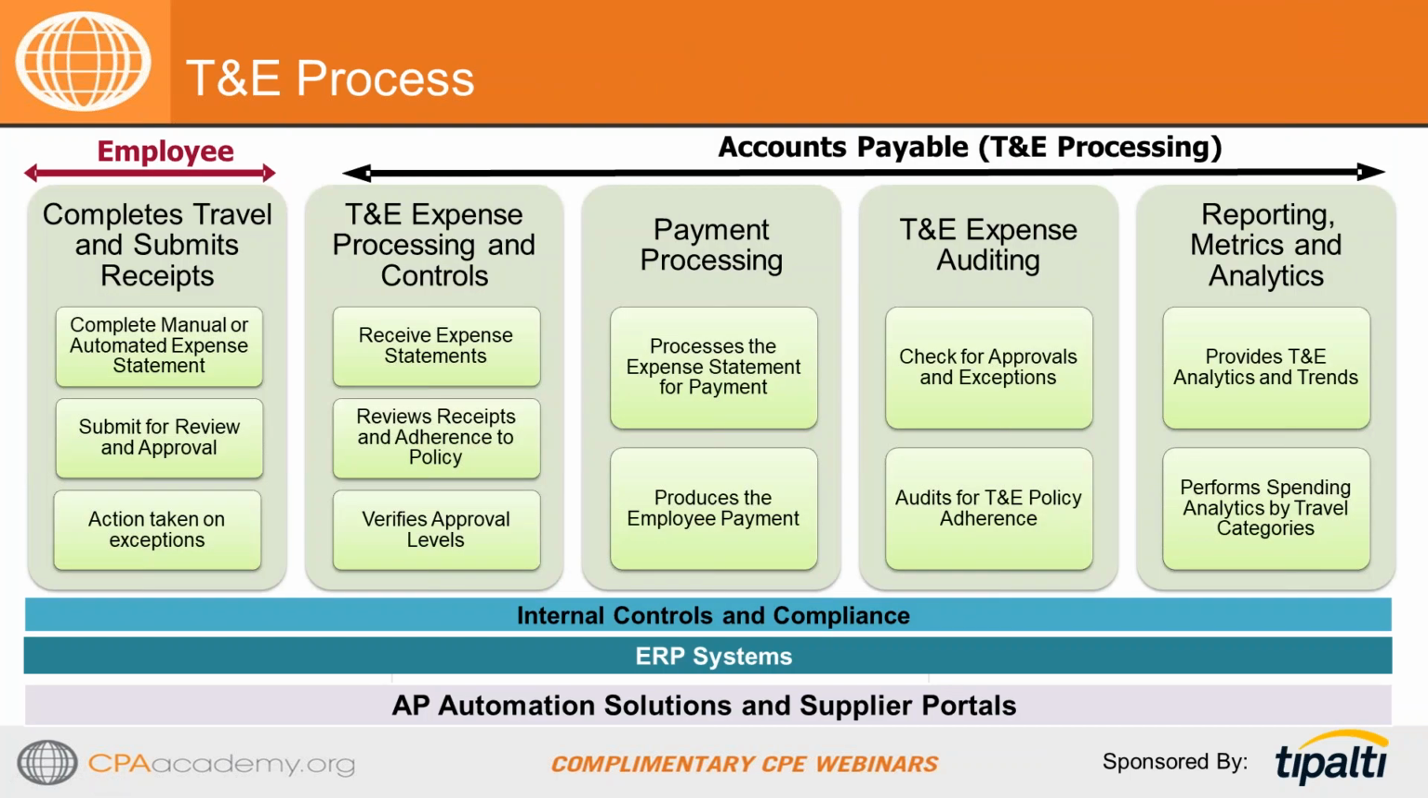Okay, T&E. This is an interesting one. Accounts payable usually has responsibility for this. And what we want to look at are the internal controls for receiving statements, approval levels, and certainly looking at exceptions and adherence to the T&E policy. Now, some of the key drivers here, and we saw this for P-card too, are going to be the policy and the communication. The reports and the analytics, looking at trends, performing spending analytics by travel categories.